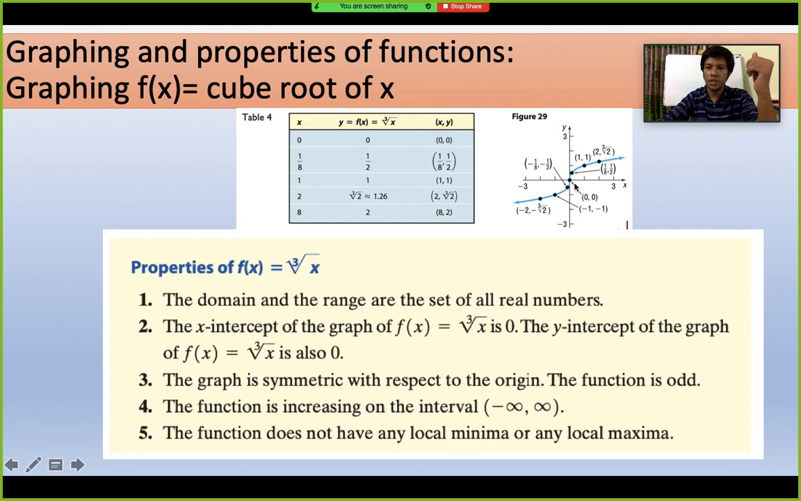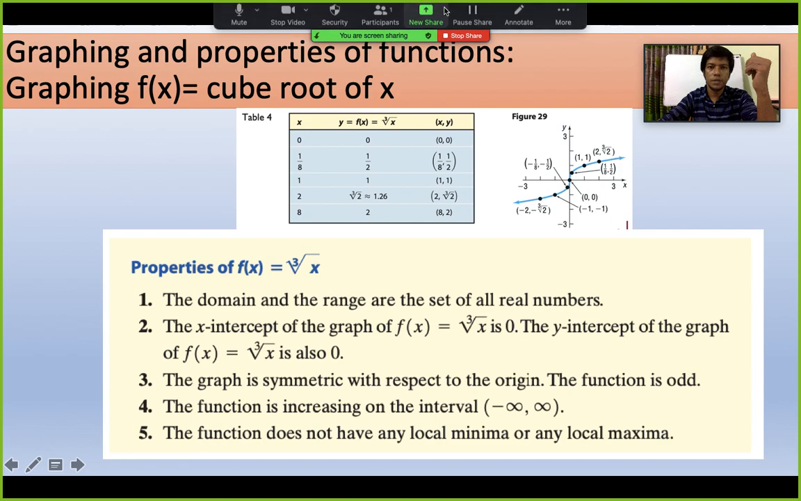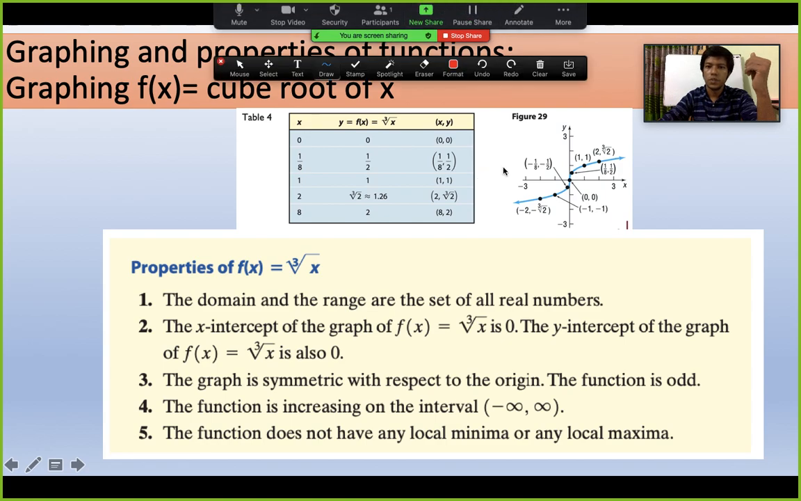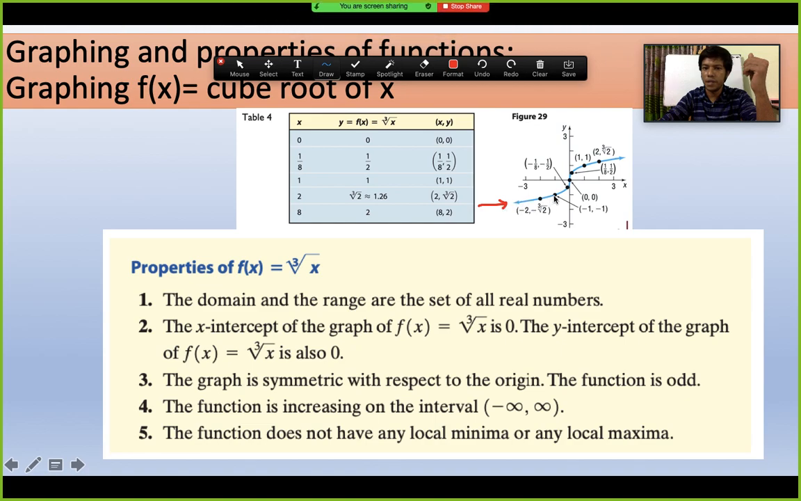The function is increasing. You can see if you come from left to right, this is the left side, your graph starts increasing and it keeps increasing in the whole direction. So that's why it is an increasing function from minus infinity to plus infinity. Minus infinity to plus infinity, the graph is increasing.